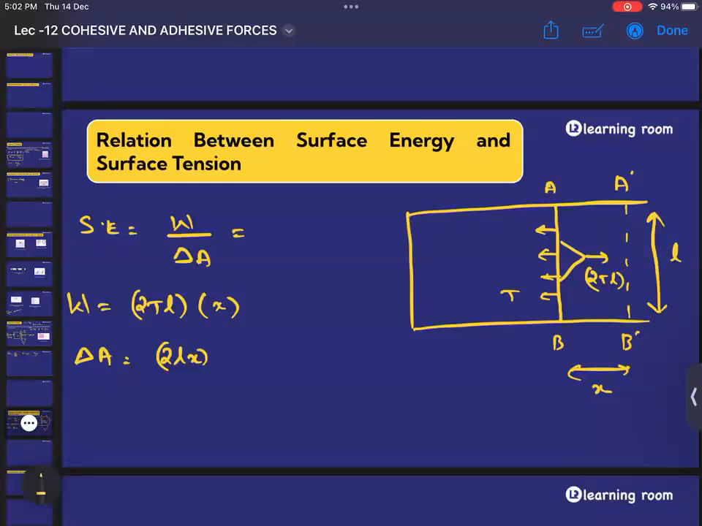Am I right? So if I divide both, can I say surface energy is equal to 2T into L into X divided by 2 into L into X? So 2 and 2 are obviously gone. LX and LX are gone. So what is it that I'm getting? I am saying that numerically, surface energy and surface tension have the same values. There's a very, very important point to be noted. Numerically, surface tension and surface energy have the same value.